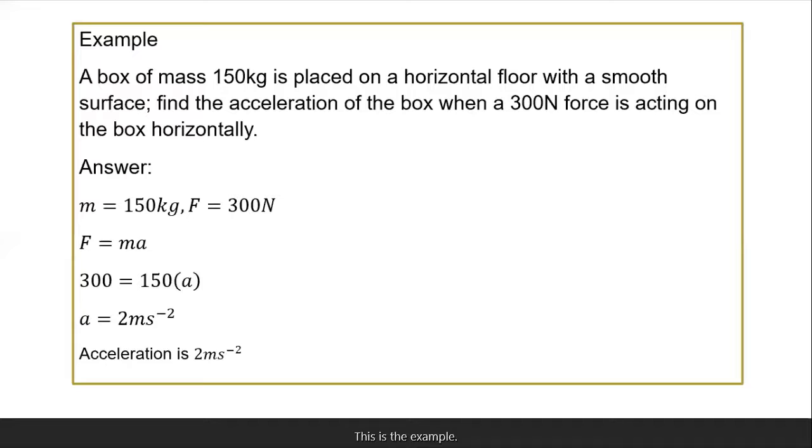This is the example. A box of mass 150 kg is placed on the horizontal floor with a smooth surface. So find the acceleration. So just F equal to ma. Remember F equal to ma. It is already given F and also m. We have to find a. So a equal to F over m. So we got it as 2 meter per second square.